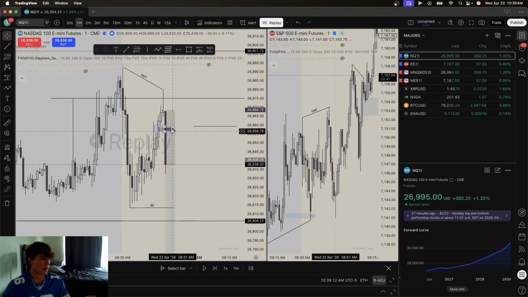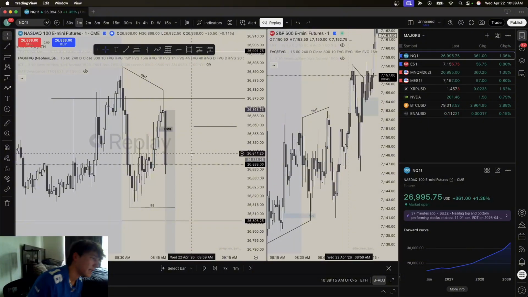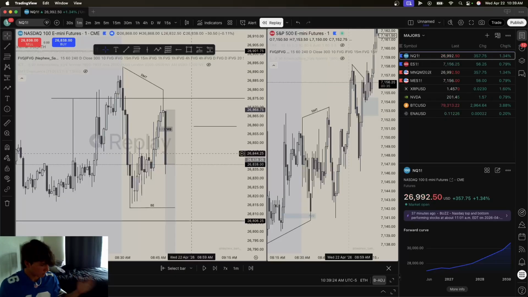We have a 1 minute gap right here. We ended up inversing it. Again, this is super extended, but the reason why I wanted to take this is overall, I'm just super bearish. I like the structure of this. We have a bearish SMT that we're delivering off of. Both indexes are now showing bearish structure. Doesn't get any better than that.